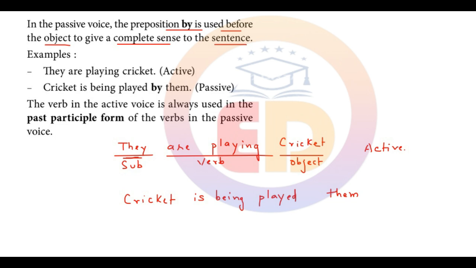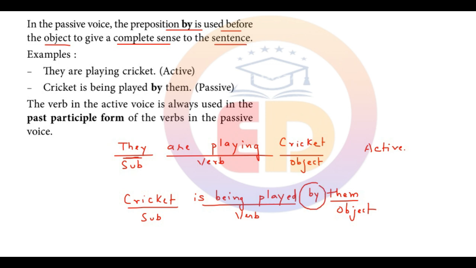पर प्लेड देम इज नॉट मेकिंग सेंस, इसीलिए हमें प्रीपोजिशन बाय लगाना होगा ऑब्जेक्ट के पहले. इन दिस सेंटेंस क्रिकेट इज द सब्जेक्ट, इज बीइंग प्लेड इज द वर्ब, देम इज द ऑब्जेक्ट. और इस ऑब्जेक्ट को, रादर इस सेंटेंस को एक कंप्लीट मीनिंग देने के लिए हमने प्रीपोजिशन बाय को ऐड किया है.